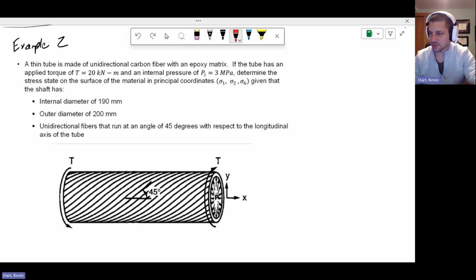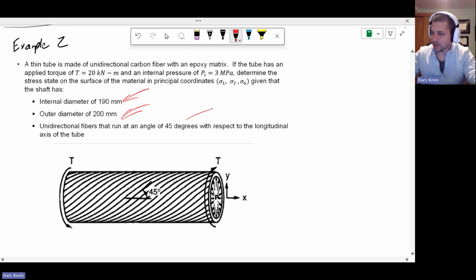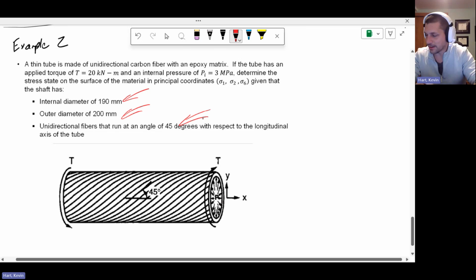Determine the stress state on the surface of the material in principal coordinates. So again, we're looking for the stress state in 1, 2, 6. Given that the shaft has an internal diameter of number, an outer diameter of number, and unidirectional fibers that run at a 45-degree angle with respect to the longitudinal axis. So this thing is probably made by filament winding, and the fibers wrap around what looks like a mandrel, and then they pull it right off the mandrel, and all the fibers run at a 45-degree angle to the long axis of the shaft.